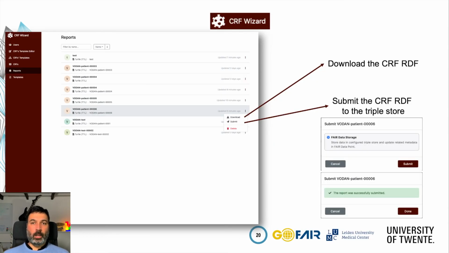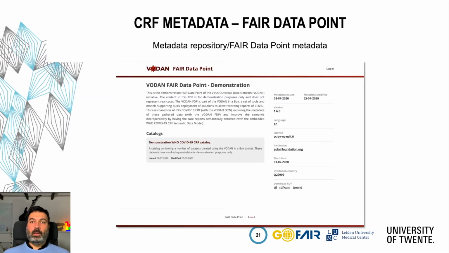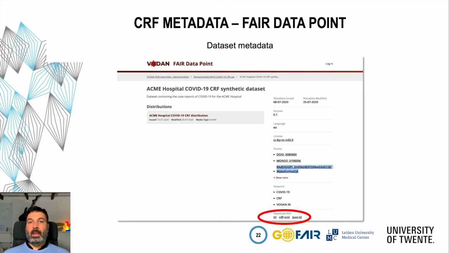In this screenshot, we show the possibility of submitting a given case report to the Triple Store, which triggers the automatic update of the related metadata, or download the CRF data in RDF. For the metadata part, we can see here our demonstration VODAN FAIR Data Point with the metadata about itself. I mean, the FAIR Data Point itself. And here we can see the metadata about the CRF dataset of a fictitious hospital.